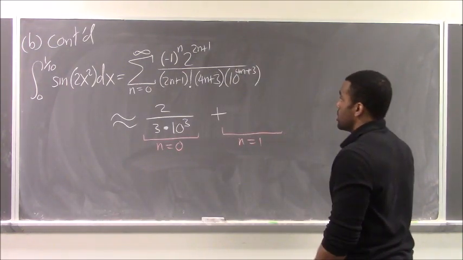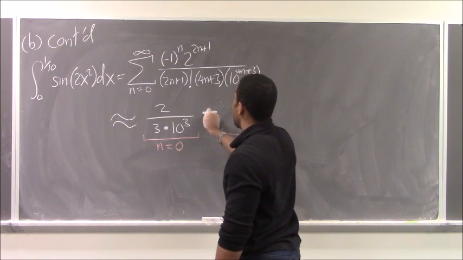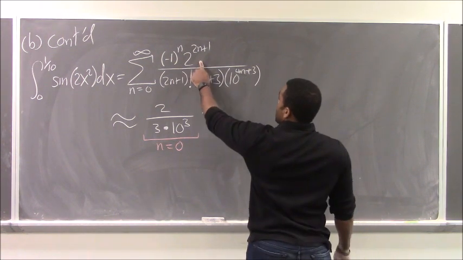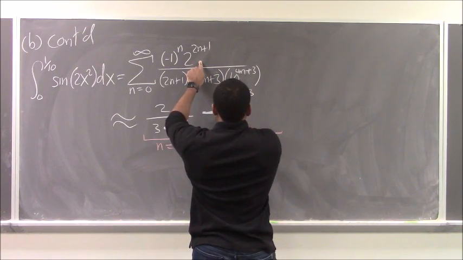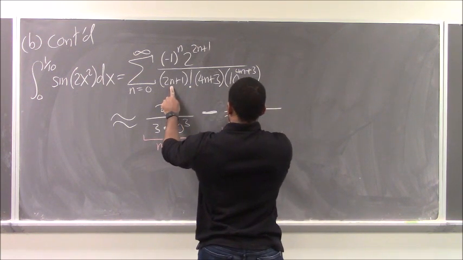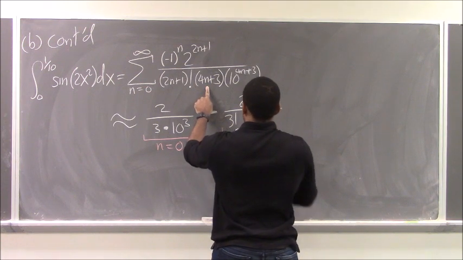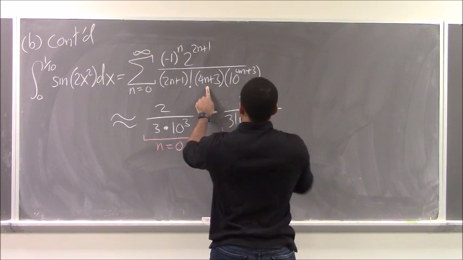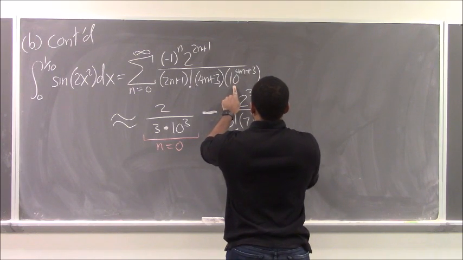Plus, now let's plug in when n equals 1. Now if n equals 1, I would get a minus sign here. This gives me 2 cubed over, n equals 1 here, I would get 3 factorial. N equals 1 here, I would get 7. N equals 1 here, I would get 10 to the 7.